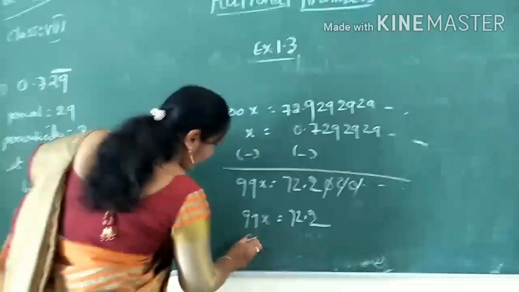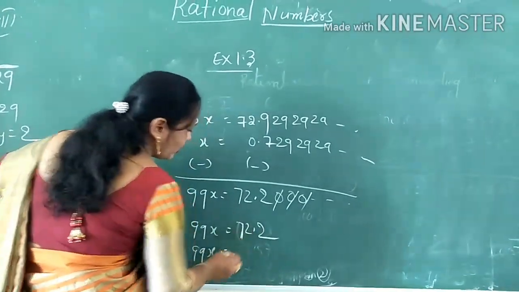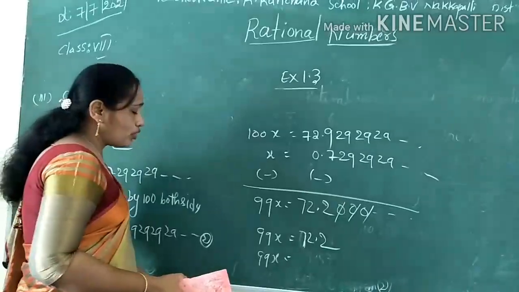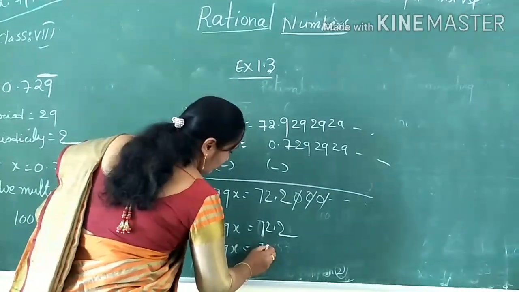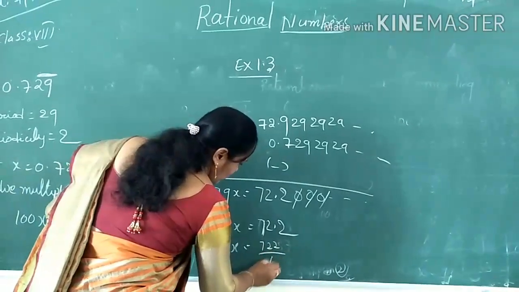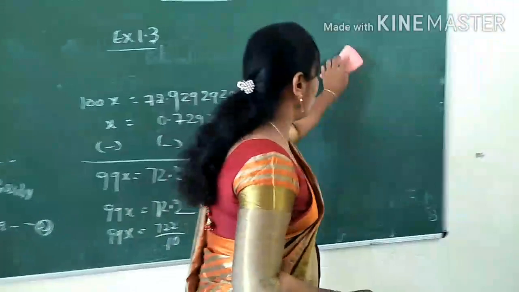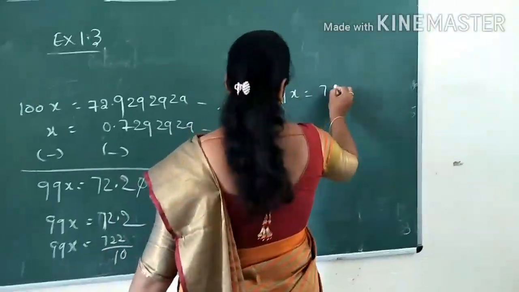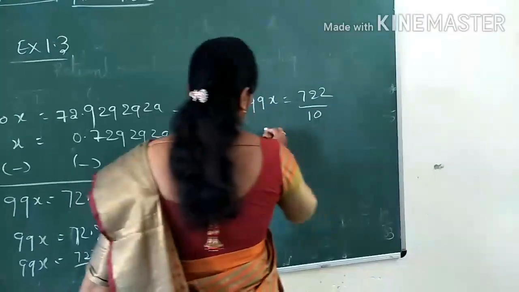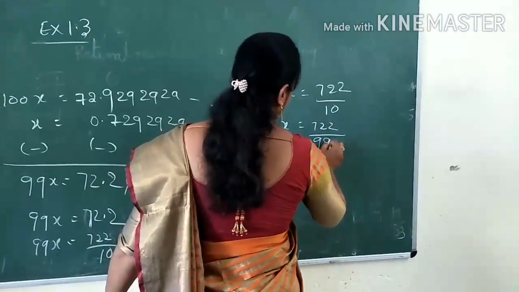Again 99x. Here again this is a decimal form, so we have to convert the decimal into p by q form. How many digits are after the decimal? Only one. So for our convenience we write 1 followed by one 0, and this is 722 by 10. Now 99x equals 722 by 10, so x equals 722 by 990.